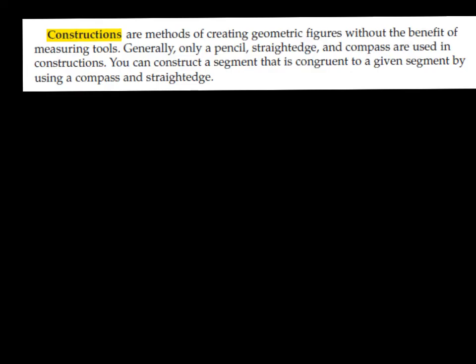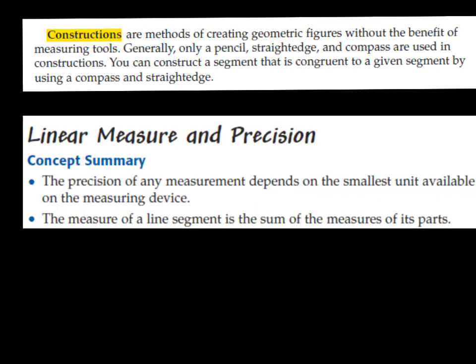Constructions are methods of creating geometric figures without the benefit of measuring tools. Generally, only a pencil, straight edge, and compass are used in paper and pencil constructions. You can construct a segment that is congruent to a given segment by using a compass and straight edge. We will do some computer-aided constructions, kind of gone away from doing it on paper and pencil. The precision of any measurement depends on the smallest unit available on the measuring device, and the measure of a line segment is the sum of the measures of its parts.